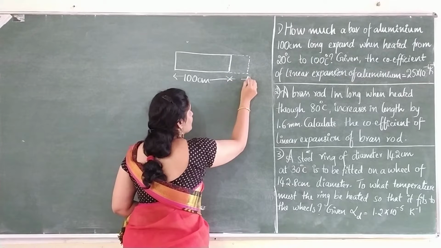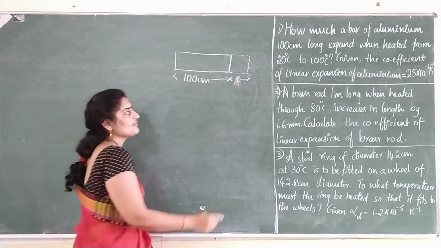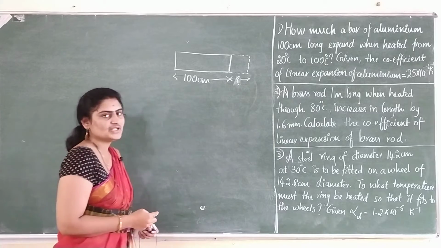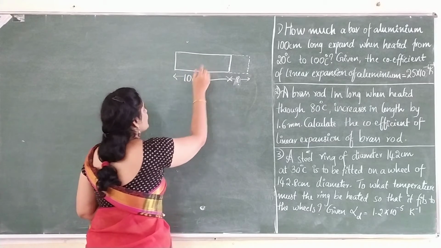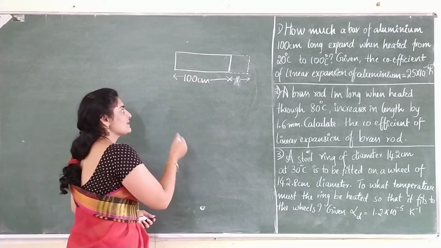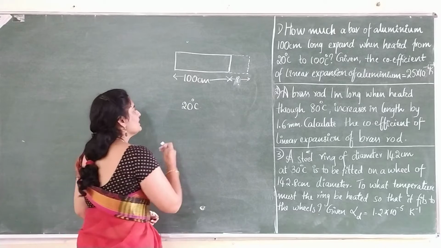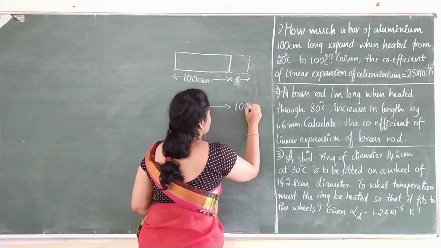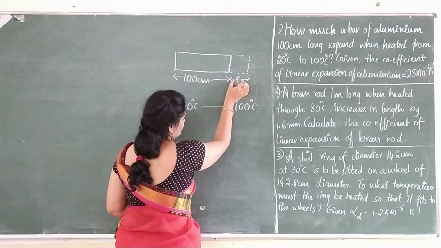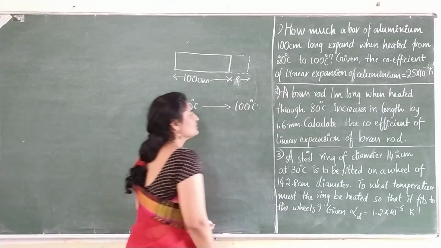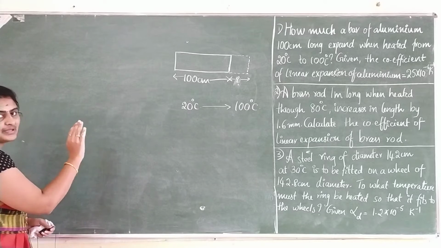So this increase in length, you have to calculate. Given the coefficient of linear expansion of aluminium is 25 into 10 to the power minus 6 per Kelvin. Understood? There is a bar of aluminium, length is 100 centimeter. They have supplied heat energy. Initial temperature was 20 degrees Celsius. When heat is supplied, temperature has increased to 100 degrees Celsius and it has expanded. What is the increase in length? And they have also given the value of coefficient of linear expansion of aluminium. Now you got the meaning of the problem.